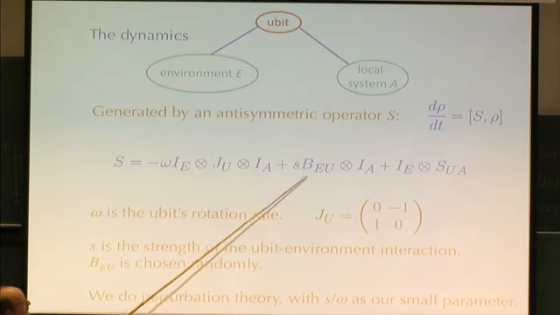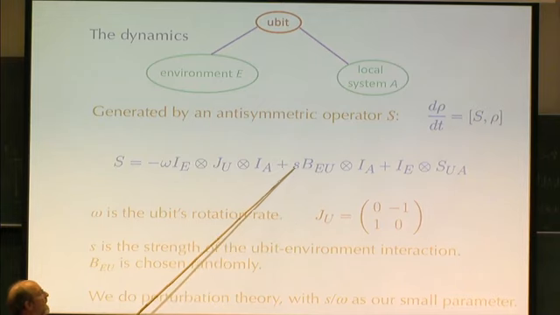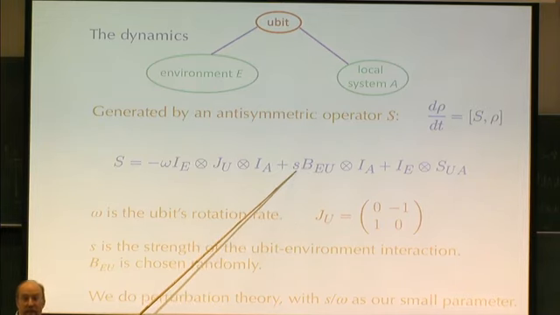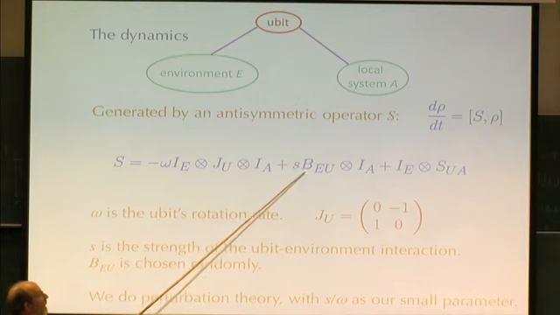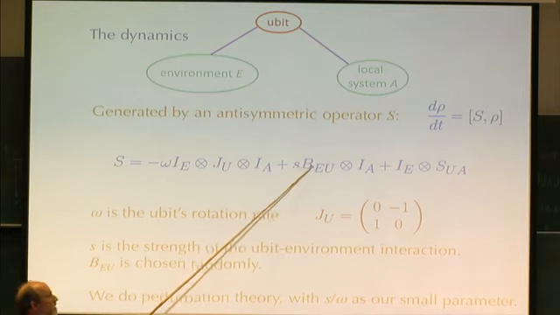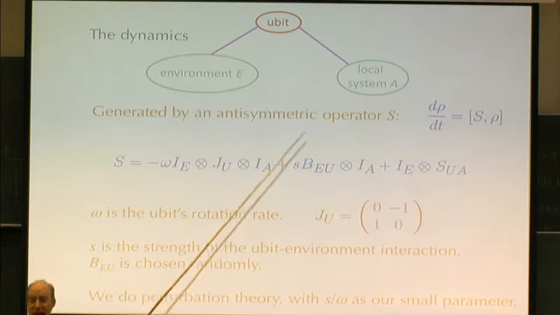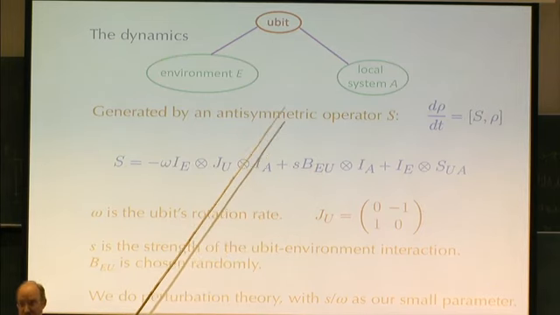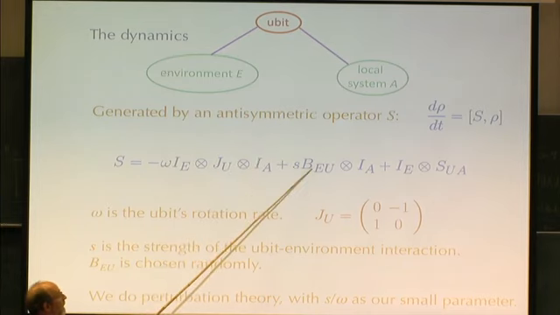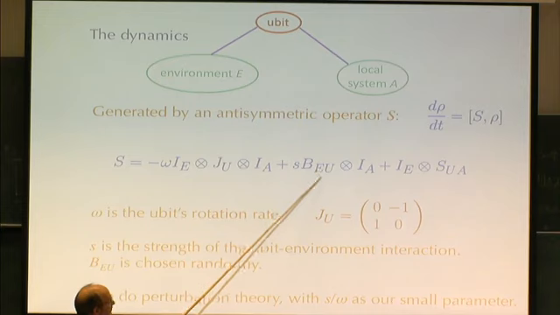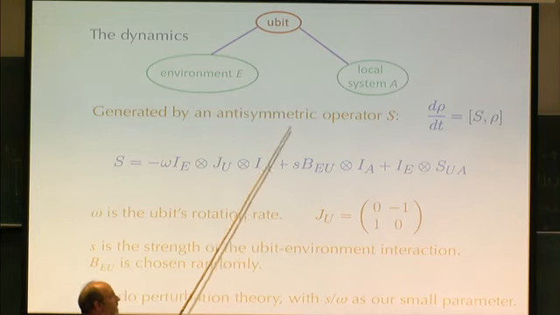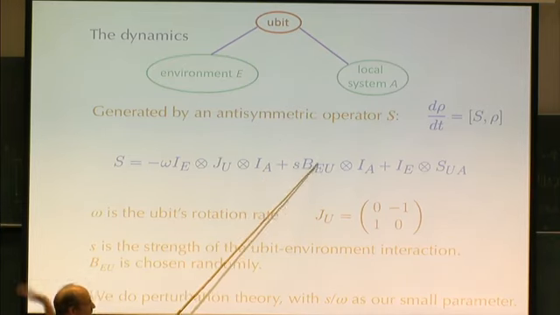This next piece, that's the u-bit interacting with the environment. And S characterizes the strength of that coupling. And B is a matrix. It's got to be antisymmetric, and it's chosen at random. We just choose it. It's a random matrix here. And in our model, we do a lot of numerical stuff, and we just choose these things randomly.